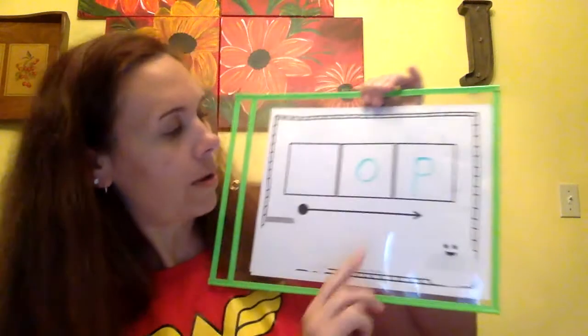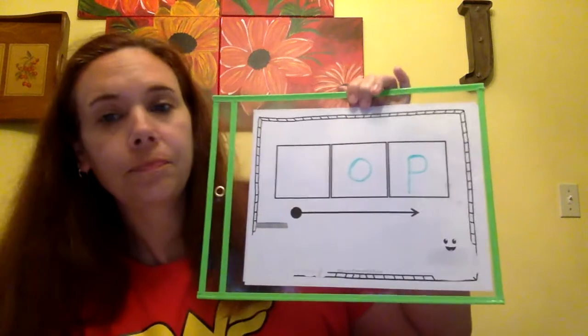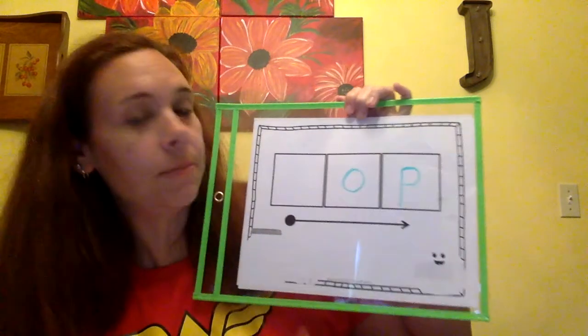The family we're going to work on today is the op family. So I'm going to put O in my middle box and P for P in my last box. So now I've got op. And I'm going to change the first sound to make some different words.